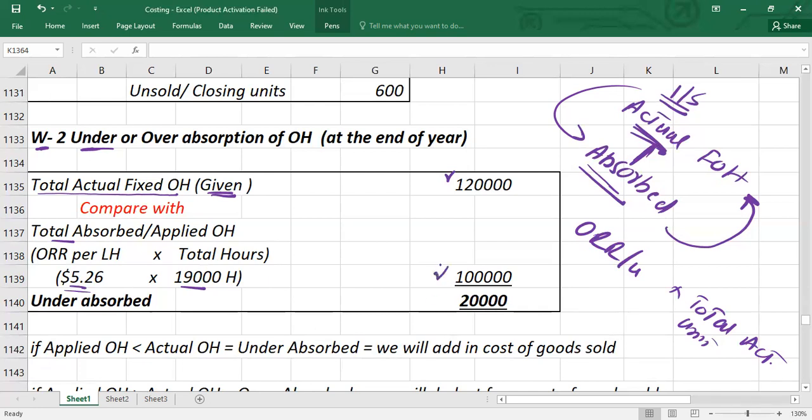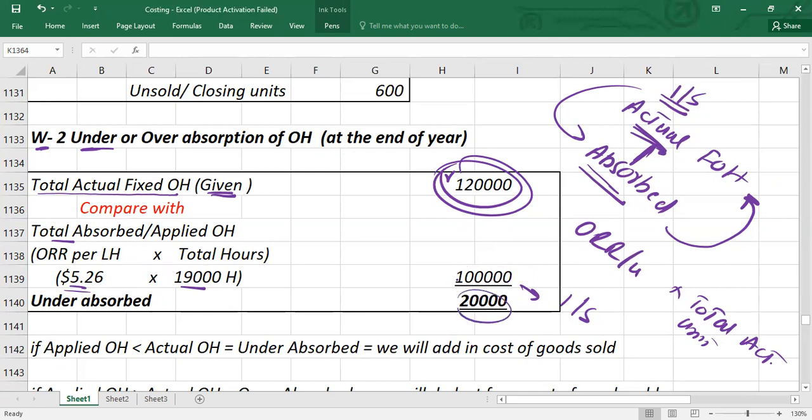Now you have to check whether your applied overheads are less than actual, because this is the value which is already reflected in the income statement, but actual should have been reflected there. So what do you have to do? You have to take the difference, because absorbed overheads are less than actual. That is why it's called under.